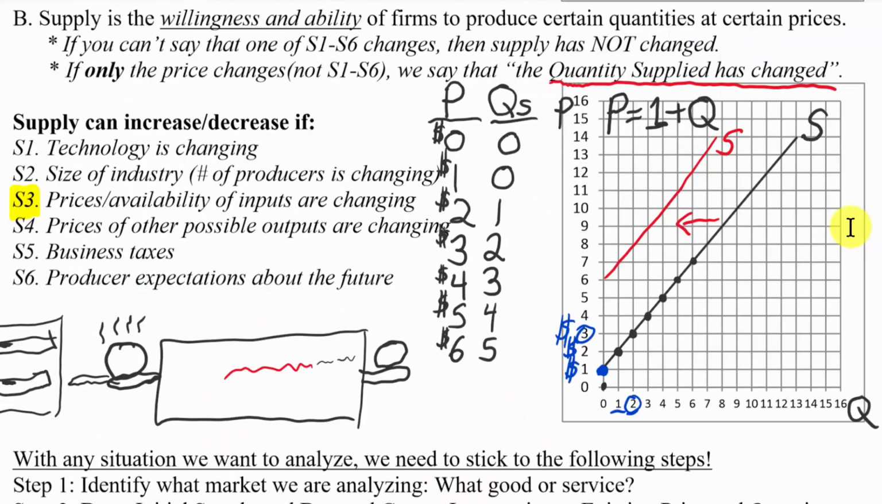So examples of this might be if we pass a minimum wage law in the United States and we raise the minimum wage from what it is now to say $15.